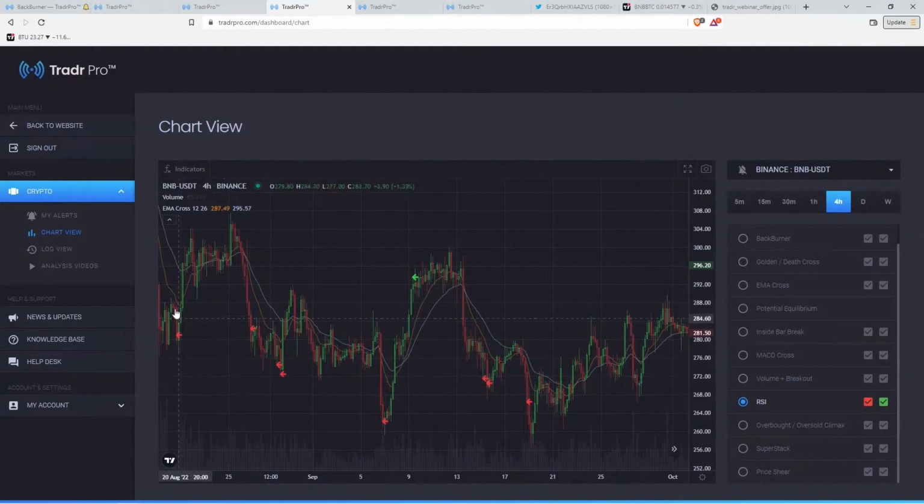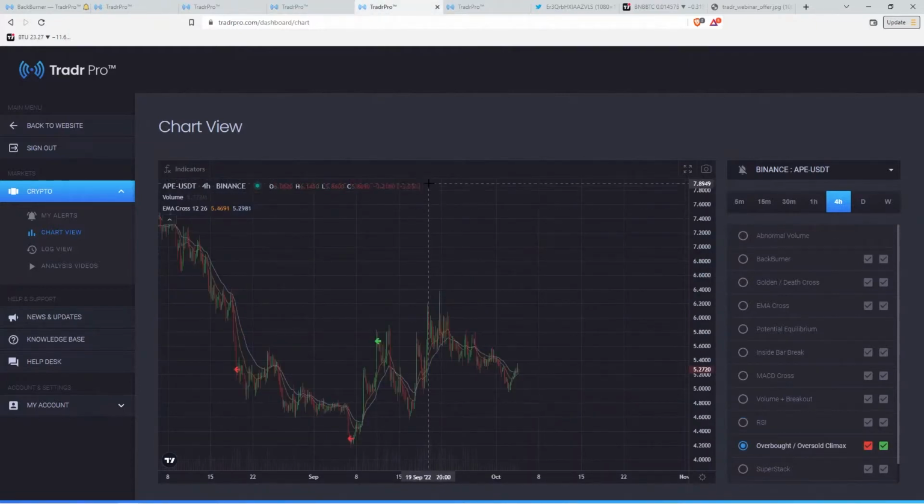But we can see that for the most part, 4-hour RSI in the range-bound market here has done a good job of pinpointing fairly closely local highs and local lows. So I would be using just your simple standard RSI, because when you're trading sideways, you're not going to be getting these extreme scenarios that lead to SuperStacks or lead to overbought and oversold climaxes, because obviously we're trading sideways. So the last example here is an APE USDT 4-hour overbought and oversold climax.